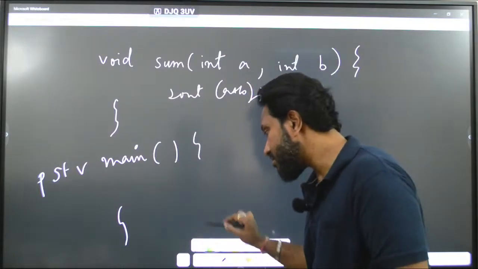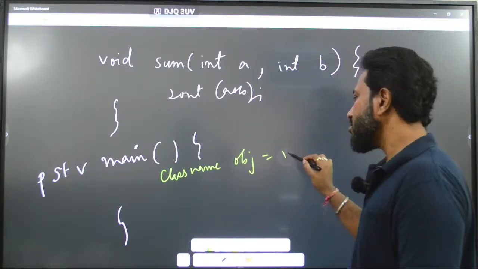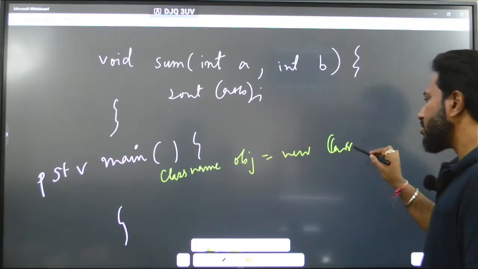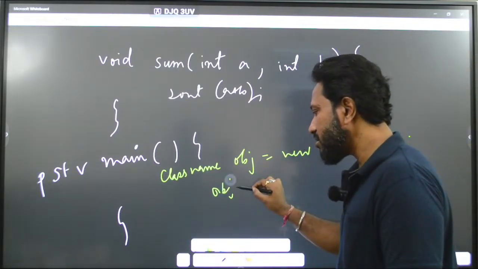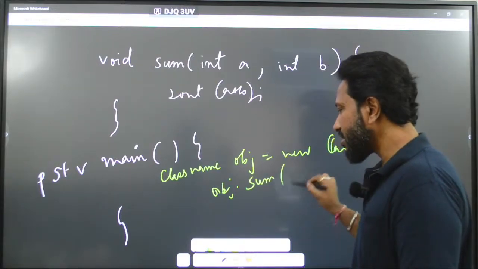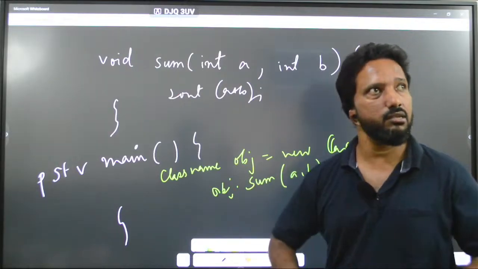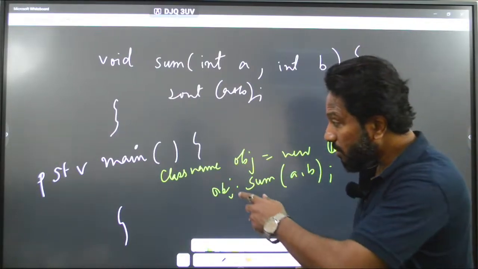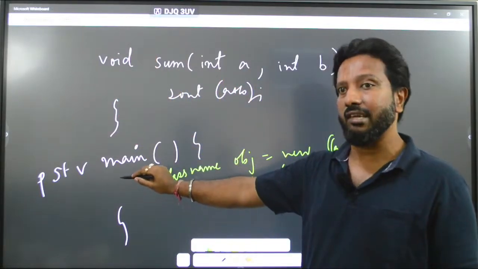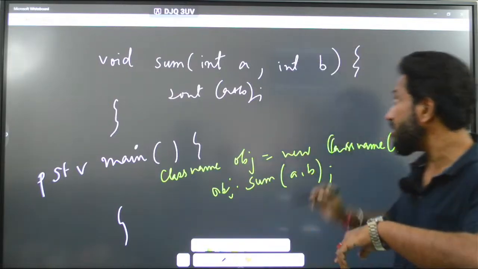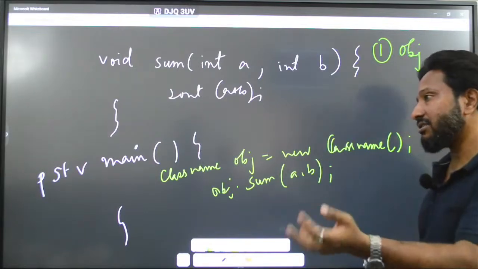From here I tried to call this function, so I needed an object, correct? What was the syntax? The syntax was class name object is equal to new class name, and then I used object dot sum to call the sum function, by passing parameters a comma b, whatever it is. You can directly pass values here, that also can be done. So what does it mean? As I said, this method is non-static, so it cannot be called from the static function directly. So we had to create an object. That is the first way. The first way to do it is by creating an object, or else the second way is to do something like this.